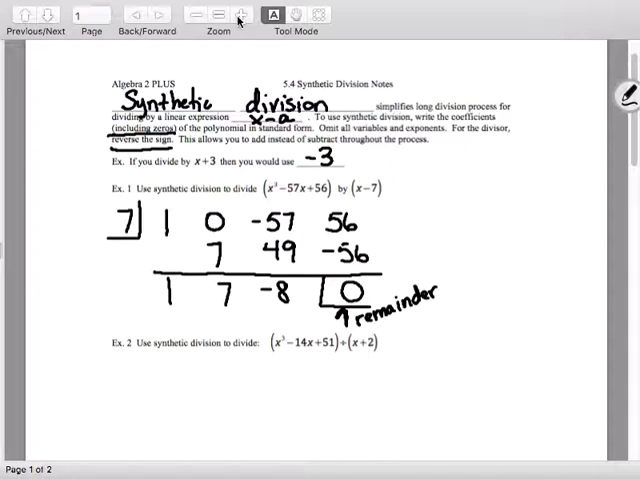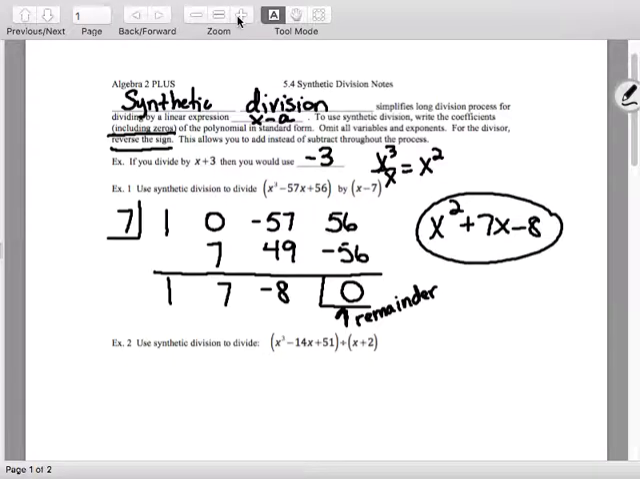Now I want you to stop and think. If I take the leading term divided by the leading term, x cubed divided by x, my answer is an x squared. So watch this. My answer is x squared plus 7x minus 8 with no remainder, because the remainder is 0.